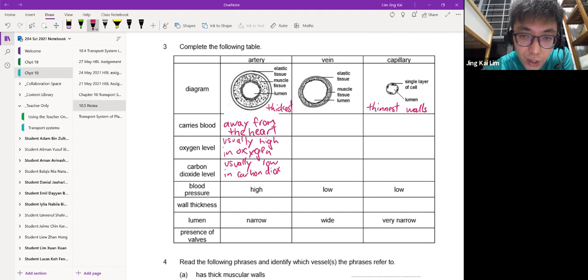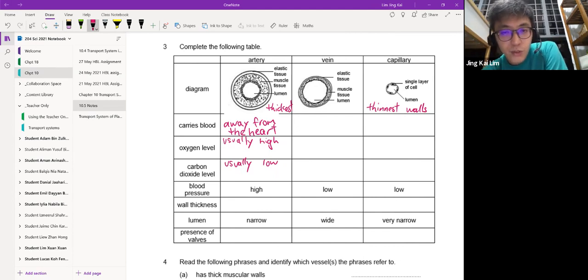Usually again, because we know that there are arteries that actually carry these opposites, right? Like the artery that carries blood from the heart to the lungs. So blood pressure is definitely very high. So the wall thickness has to be thick.